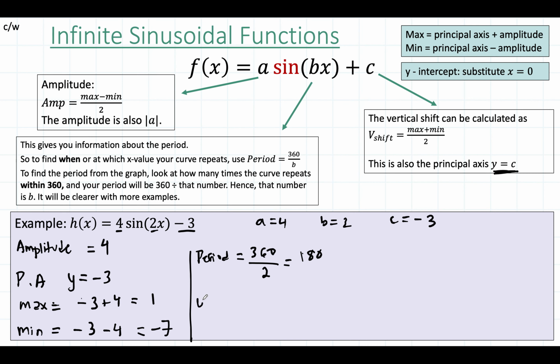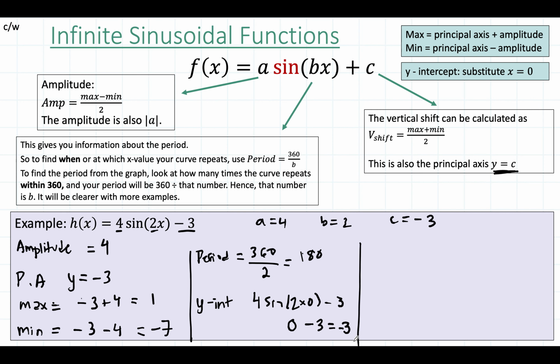Finally, if I want to graph it, then I could look at the y-intercept, and that's going to be if I substitute in 0. Now, assuming you have your calculator, for sine of 2 times 0 minus 3, this is going to be sine of 0, and sine of 0 is equal to 0. So I'm going to end up with 0 minus 3, which is -3. So my y-intercept is -3.